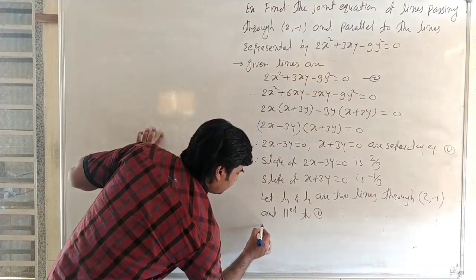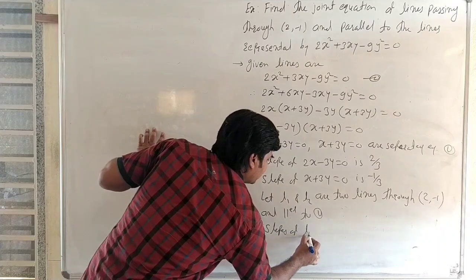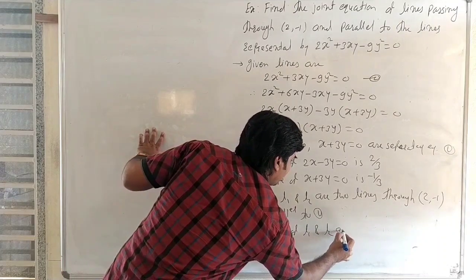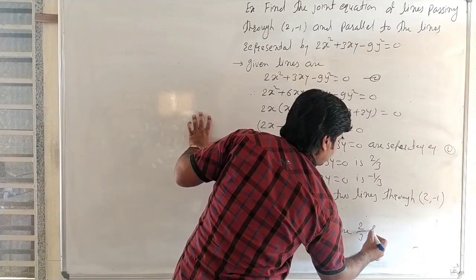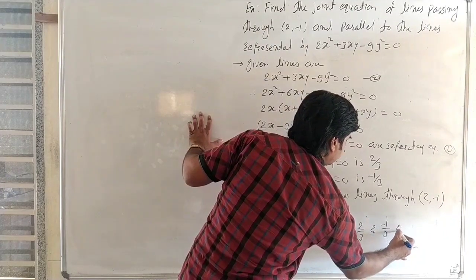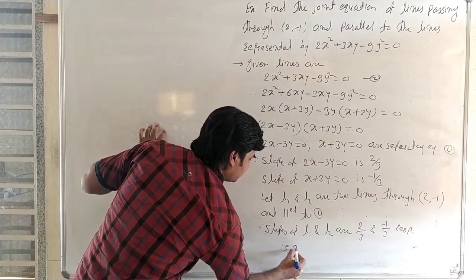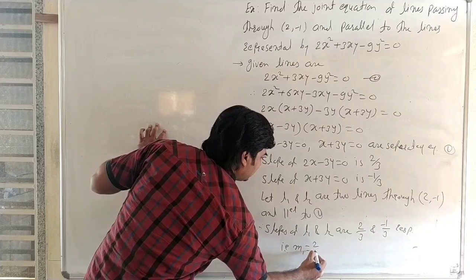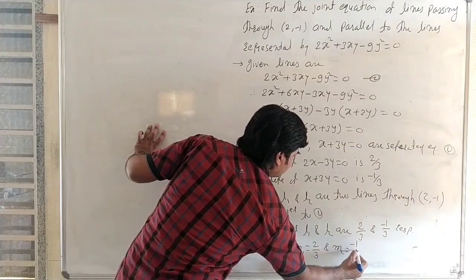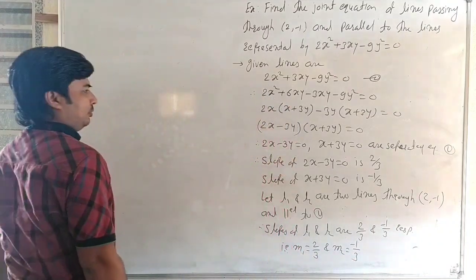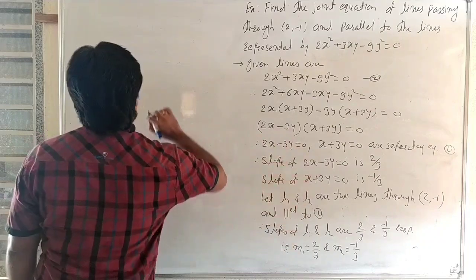Therefore, the slopes of L1 and L2 are 2 by 3 and minus 1 by 3 respectively. That is, m1 is equal to 2 by 3 and m2 is equal to minus 1 by 3. Now find the equations of lines L1 and L2 which are passing through point (2, minus 1).